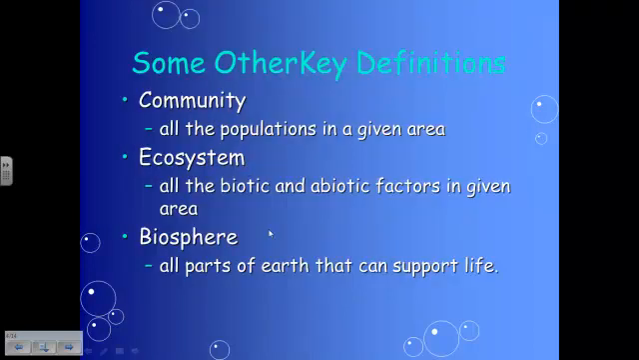Some other key definitions for population dynamics are going to be a community, all the populations in a given area. So this bridges species. You don't just have to have one species, you can have a number of species. You can have a number of producers, a number of predators, a number of prey. Ecosystem, all the biotic and abiotic factors in a given area. And lastly, biosphere, all parts of Earth that can support life.